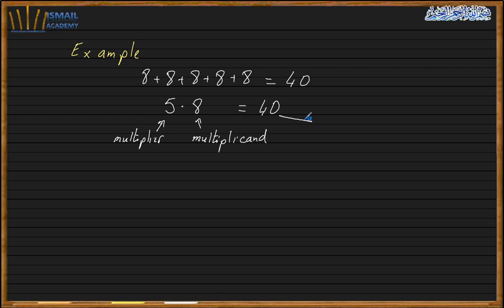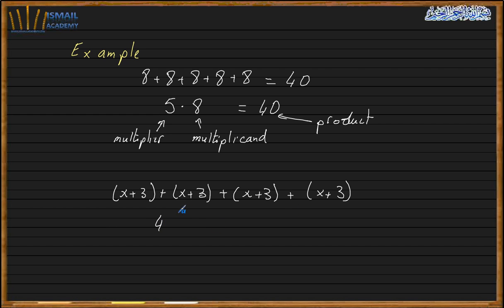And this is my product. The same thing, not only for numbers. For example, if I have x plus 3 plus x plus 3 plus x plus 3 plus x plus 3, you see how many x plus 3 I have? I have 4 x plus 3. You see? 1, 2, 3, 4.